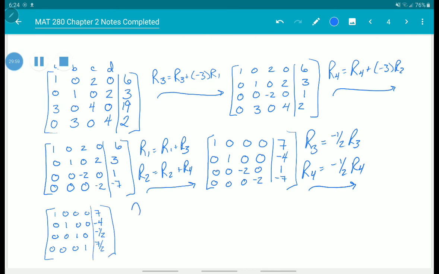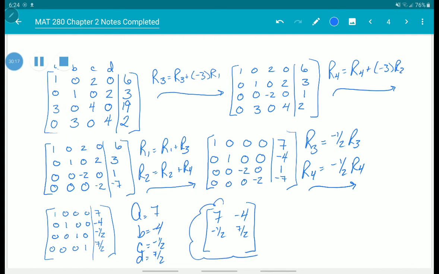So we know A has to be 7, B has to be -4, C has to be a negative 1/2, and D has to be 7/2. So then our matrix would have to look like this. There's our answer to that particular problem.